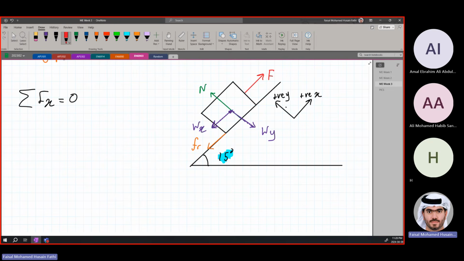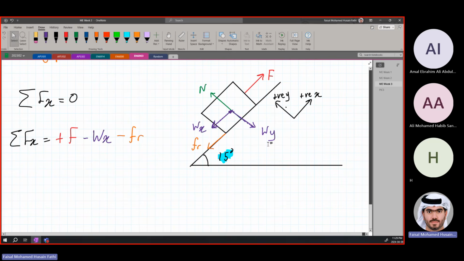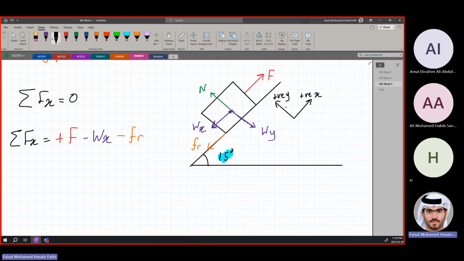So we know that F is our positive. Let's start from the right. We know F is going to be positive. So sigma Fx is equal to plus F, positive F, because it's in the positive x direction, minus Wx, because it's in the opposite direction, and minus Fr, because it is in the opposite of the positive direction. As for the positive direction, you can choose it whichever way you want. You can reverse it completely. You can make down and left to be your positive. No issue there. Just make sure you are following the same sign notation so you don't get confused. And all of this will be equal to 0.